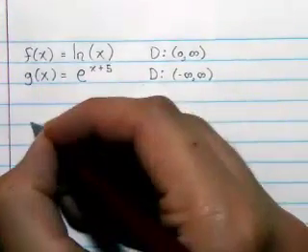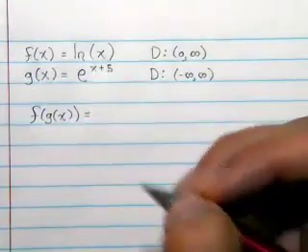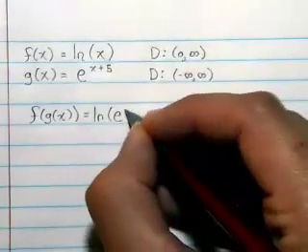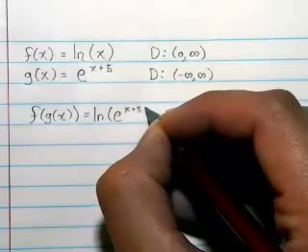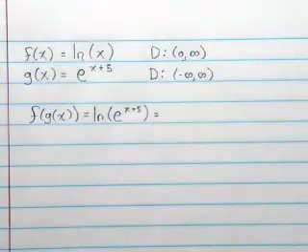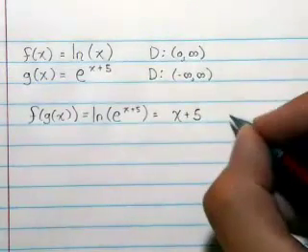Okay, so let's try some compositions here. F of g of x. So we're going to dump g into f. So the natural log of e to the x plus 5. Can we simplify that? You guys remember that from Algebra 2? Yeah, and so it would make just what is the answer here? x plus 5. Right, it's just x plus 5. Okay, so we got that.